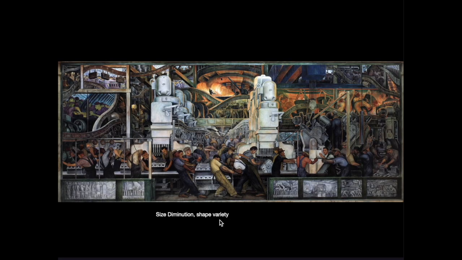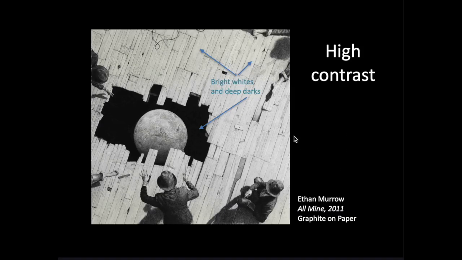Here we have contrast in shape variety and size diminution. So we have smaller shapes that are telling us things are further back, contrasted with bigger shapes that are closer to us. See how these ones get smaller? We have these organic shapes of the men contrasted with the geometric shapes of the machines and the factory that they're working in. Here's a high contrast picture where we have the deepest darks and the brightest whites. So the contrast is created by the relative lightness and darkness of the image. We also have these geometric lines here, and then in here we have organic lines. So anything that's more darker shade, it seems to be an organic shape.